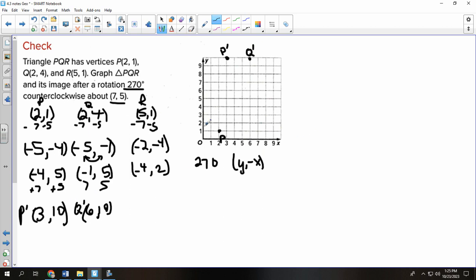Our old Q was at 2, 4. Sorry. And then R, we're also going to add 7, add 5. So our old R was at 5, 1.